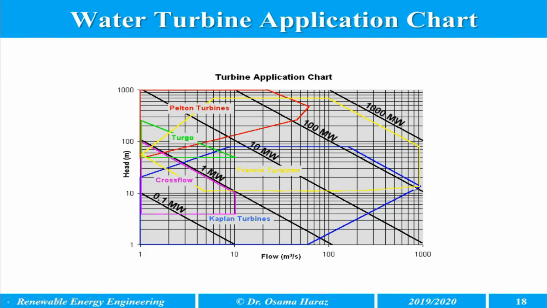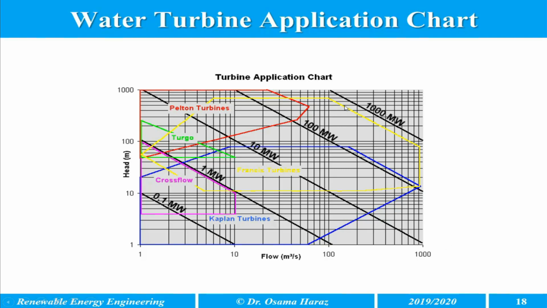Francis, the yellow one, can cover all types of water flow rate, but it works at higher head. The third type, the blue Kaplan, can work at lower head, and it can cover different types of water flow rate. So according to your application, you can choose the type of turbine.